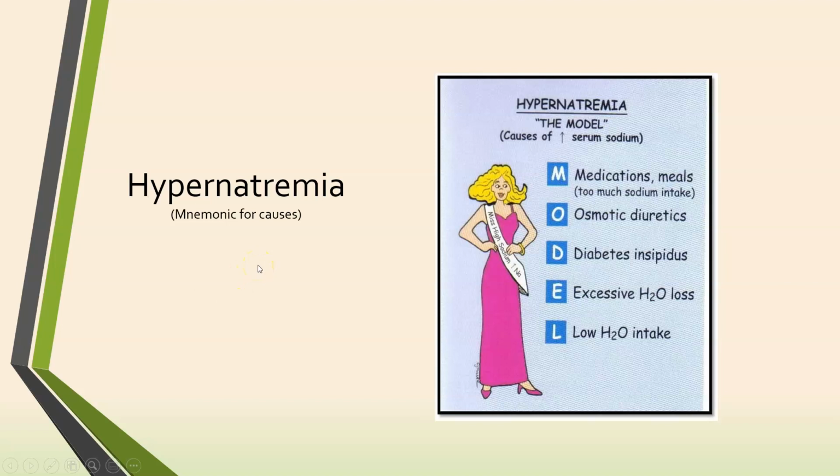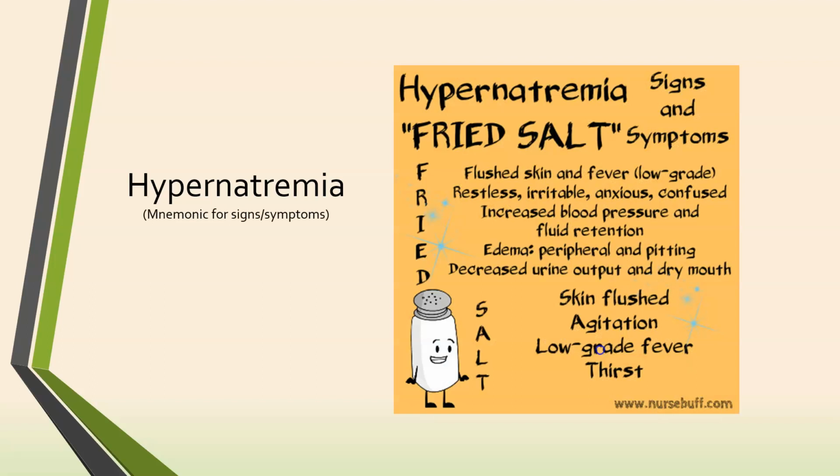Mnemonic, again, for those who like them, is MODEL. Can be medications, osmotic diuretics, diabetes insipidus, excessive water loss, and low water intake. Mnemonic for signs and symptoms for hypernatremia is FRIED SALT. In particular, you're going to see thirst, rough, dry tongue, dry membranes, flushed skin, oliguria, and low-grade fever typically with these patients.